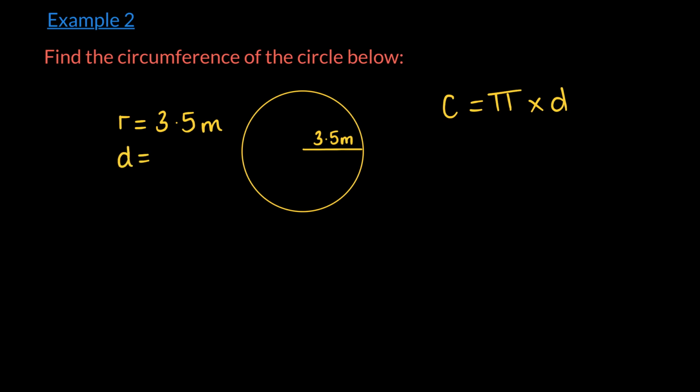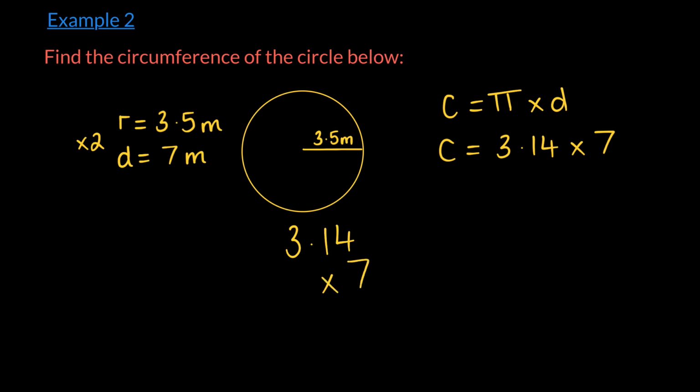The diameter is just 2 lots of the radius. So if the radius is 3.5, then the diameter is 7. You just times it by 2 to get the diameter. So when we substitute in, we're doing 3.14 times 7. And again, you should be able to do that without a calculator.